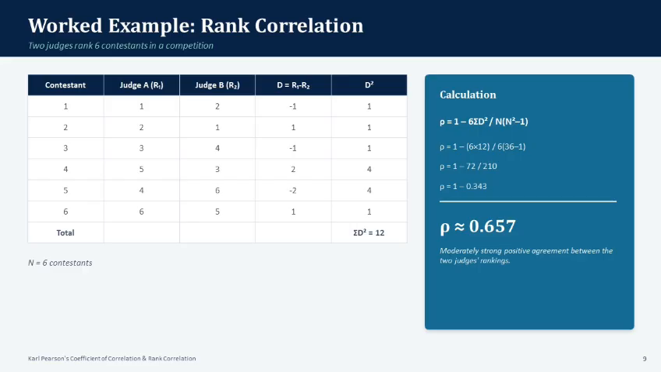Now we have to calculate Spearman's rank correlation, that is represented as rho, which is equal to 1 minus 6 into summation d square divided by n into n square minus 1. Here n is equal to 6, which represents the contestants. Therefore, rho is equal to 1 minus 6 into 12 divided by 6 into 36 minus 1, which gives the answer as 0.657. Therefore, we can say that this rank correlation shows moderately strong positive agreement between the two judges' rankings.